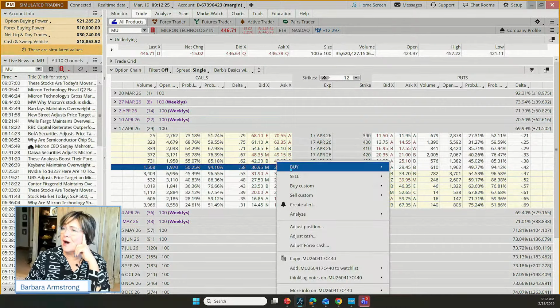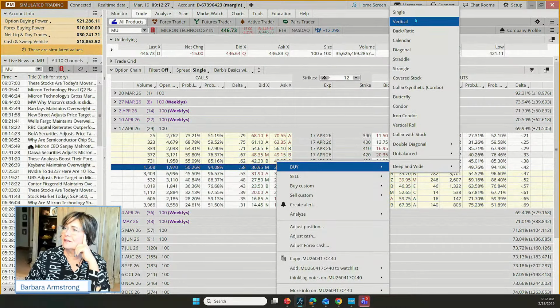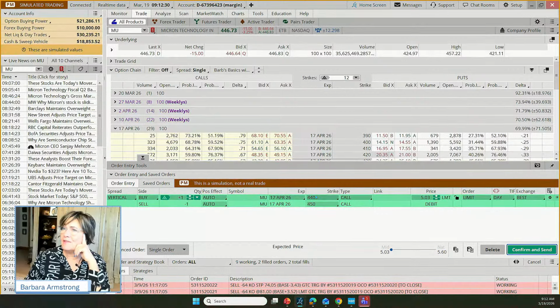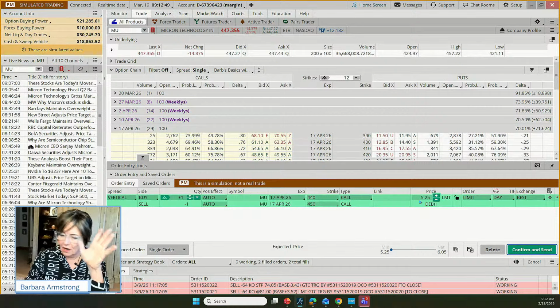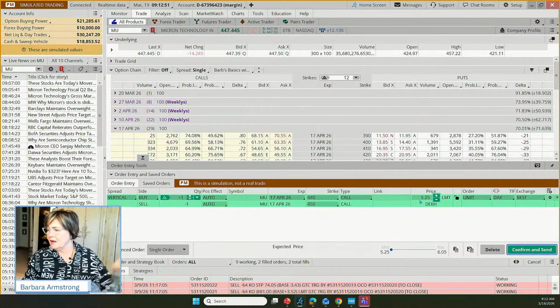So, if we buy a vertical, buy the 440, sell the 450, how much does this have to go up for us to have our max gain? It has to go up $3. And we're risking $500, which is coincidentally about how much we're willing to risk. And the market has been so unsettled lately.